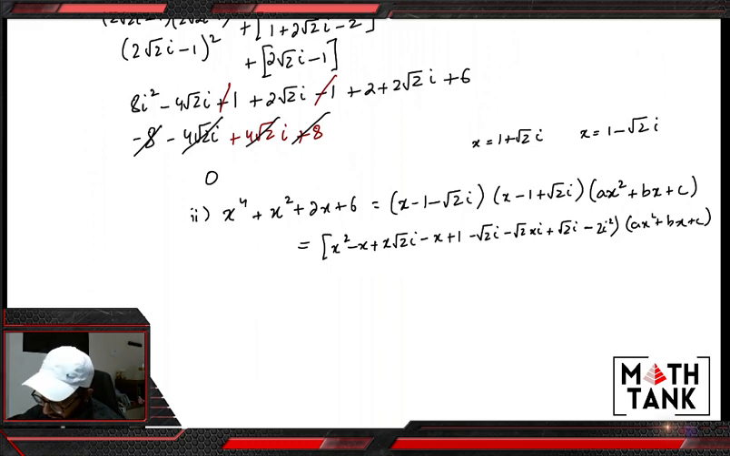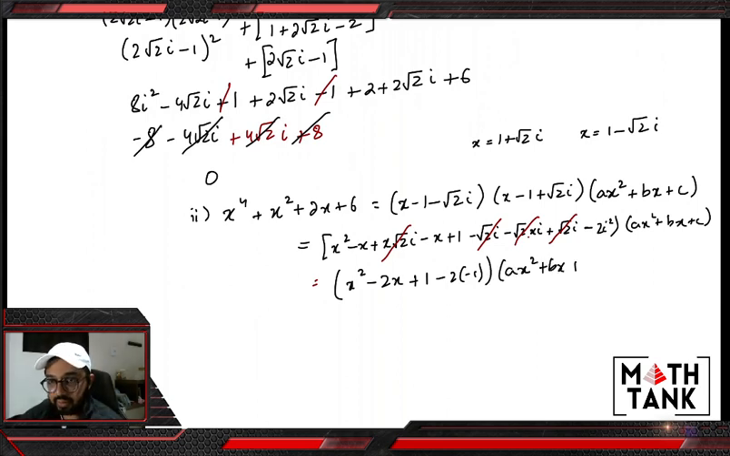Let's quickly see what's happening inside the first bracket. It's a complicated bracket. So I think this is cancelling out. This is also cancelling out. So I have a real equation here. x squared minus 2x plus 1 and minus 2 into minus 1. So ax squared plus bx plus c. So I get x squared minus 2x plus 3.